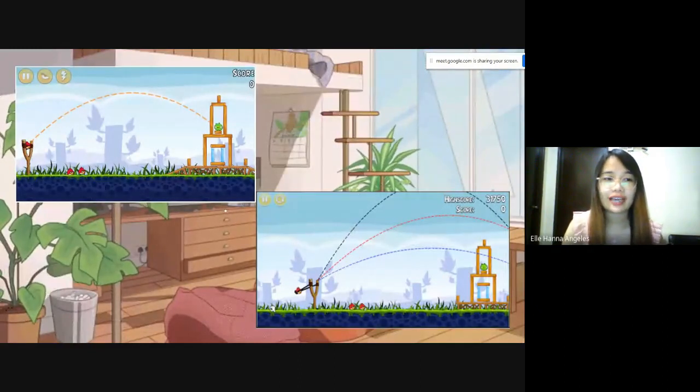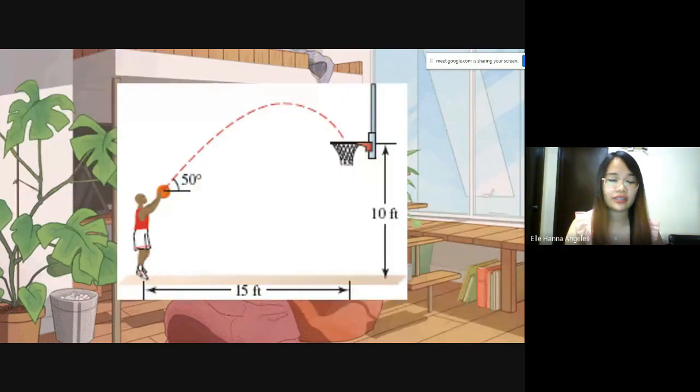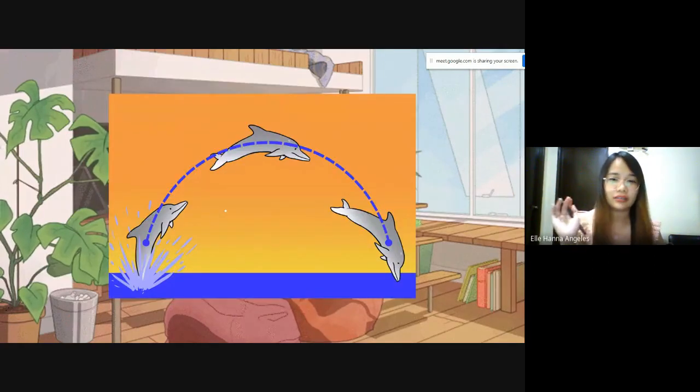We have here an example of a picture of a game. So this game is Angry Birds. Observe the pictures. The first picture is a picture of a game which is Angry Birds. The next one, a man playing basketball. Next is the jump of the dolphin.